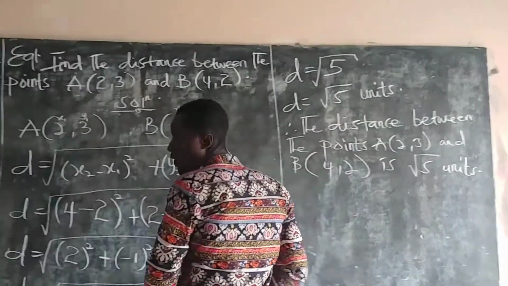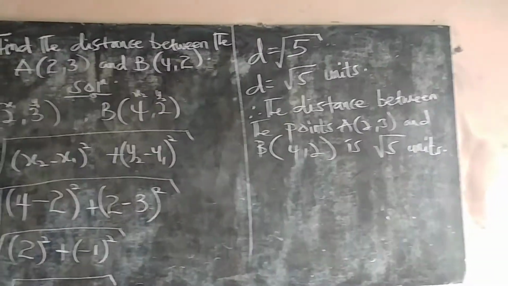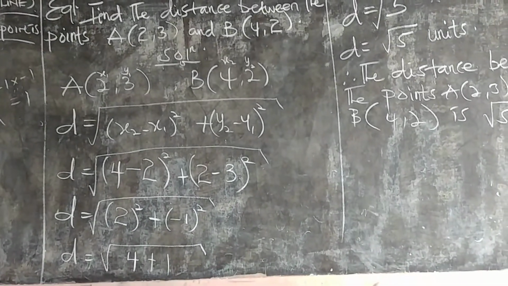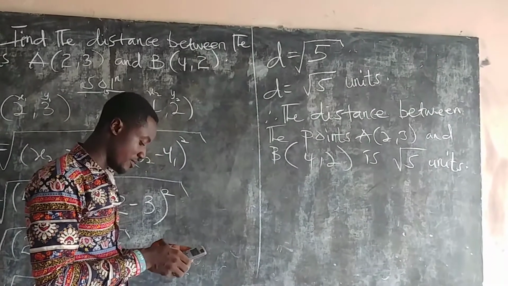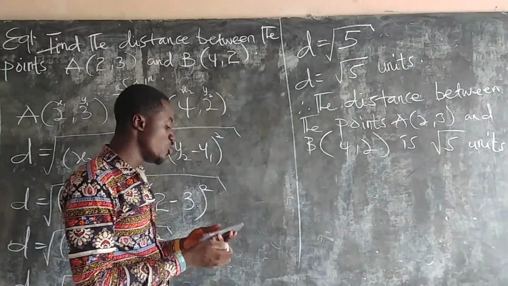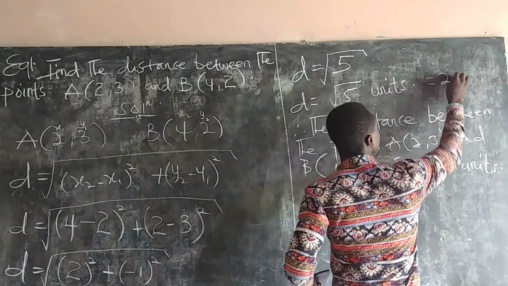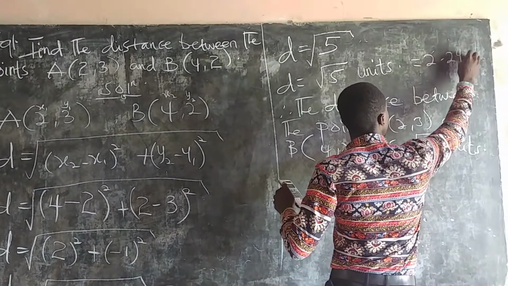You can press root of 5 on your calculator. Root of 5 will give you 2.234. So this is the same as 2.24 units.